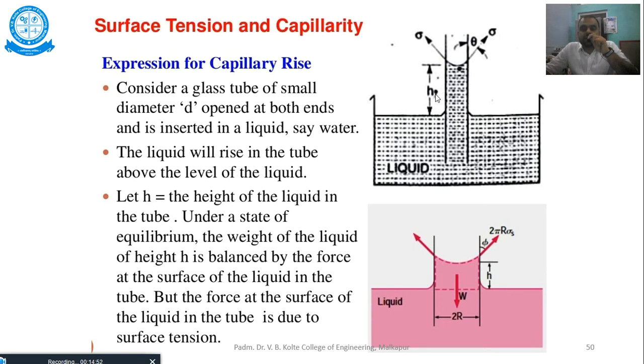So H is given here. H is nothing but the height of the liquid level from the liquid surface. Is it right? Then sigma will be the surface tension force. Okay, the liquid will rise in the tube above the level of the liquid. Let H be the height of liquid in the tube. Under the state of equilibrium, the weight of the liquid of height H is balanced by the force at the surface of the liquid in the tube, but the force at the surface of the liquid in the tube is due to surface tension, so it is called the surface tension force.